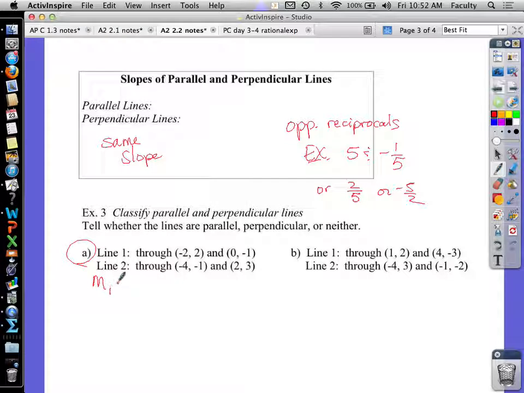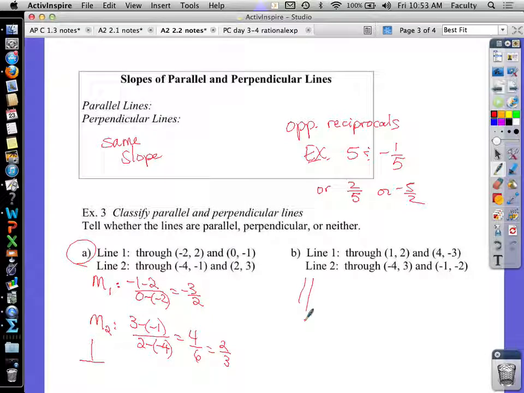So if I do the slope of line 1, that's negative 1 minus 2 over 0 minus negative 2. That gives me negative 3 over 2. The slope of line 2 would be 3 minus negative 1 over 2 minus negative 4. That's 4/6, or 2/3. So what do you know about those two lines? Good job, they're perpendicular, and you guys are welcome to use this geometry symbol. B ends up being parallel, if you wanted to try that on your own.